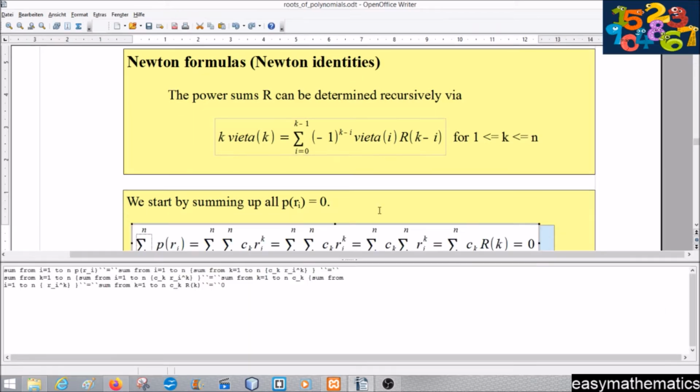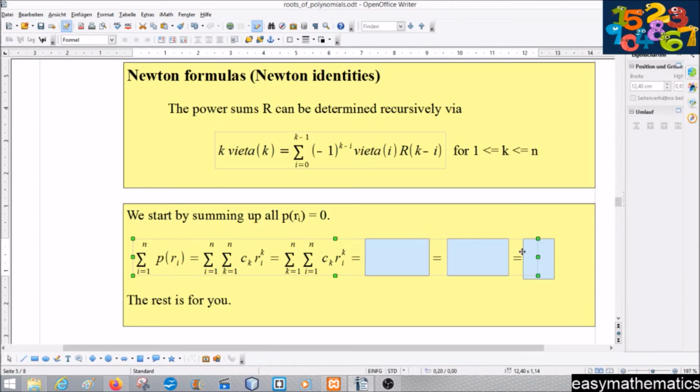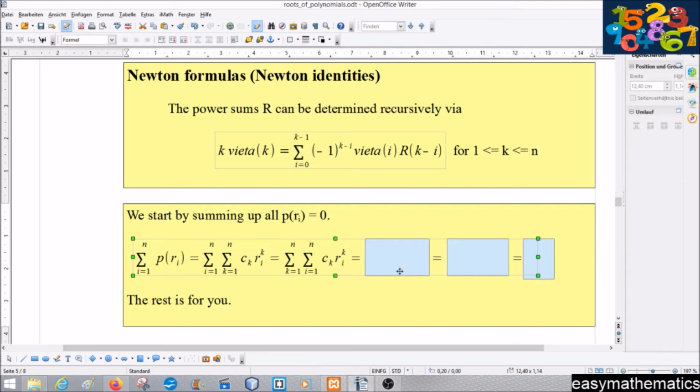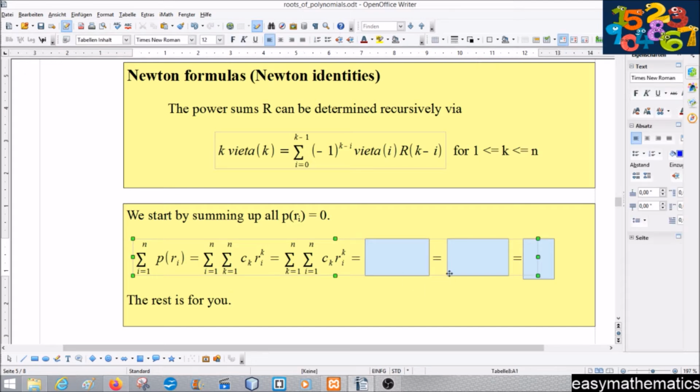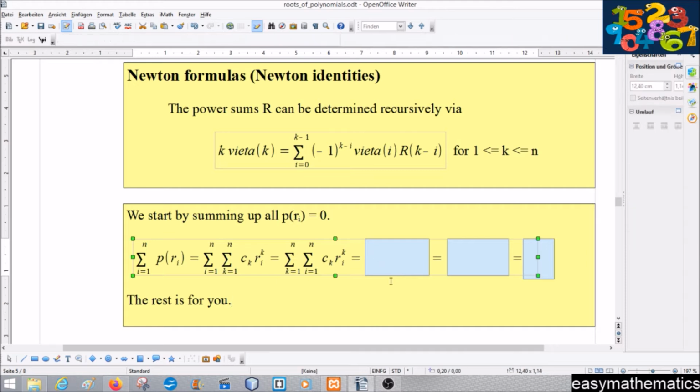I want to delete the blue. I cannot take this blue part.